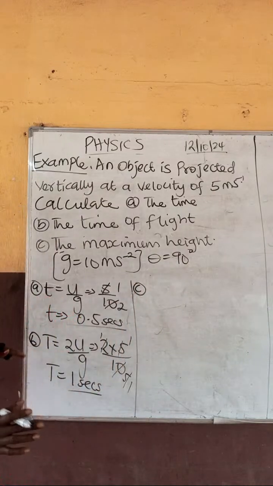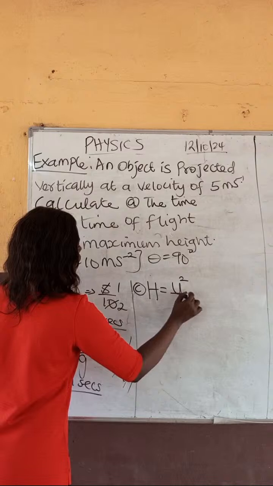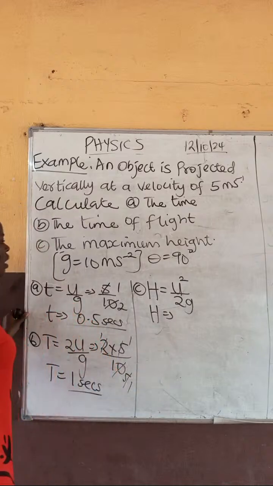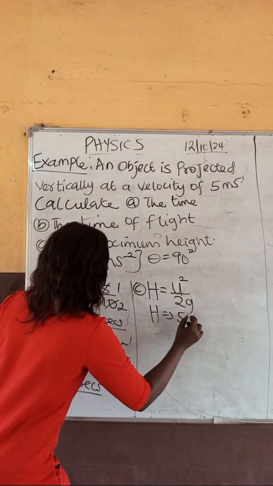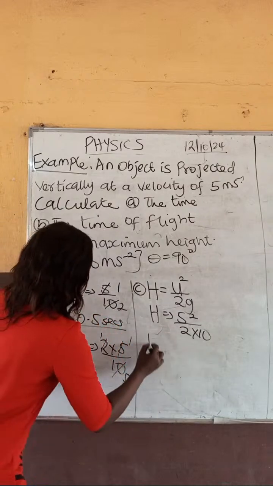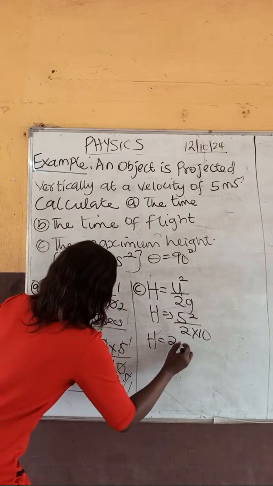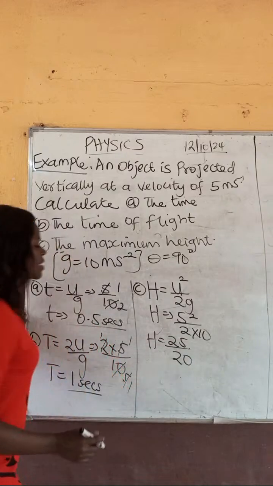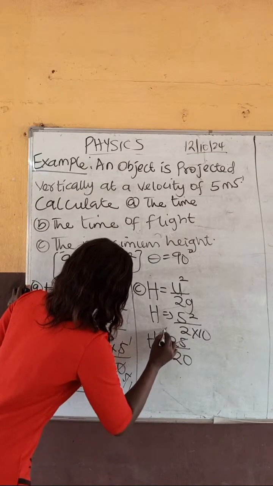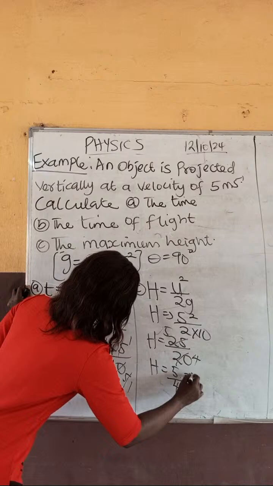Then the next thing we are going to do is to find the maximum height attained. And that maximum height attained, h, is equal to u square over 2g. Right? Okay. What's my u? My u is 5. I say 5 square over 2 times 10. Okay. So what is 5 square? That is 5 times 5. That is 25. 25 over 20. Yes, something can go. 5 can go. 5 into this, 5. 5 into this, 4. So my h is equal to 5 over 4.